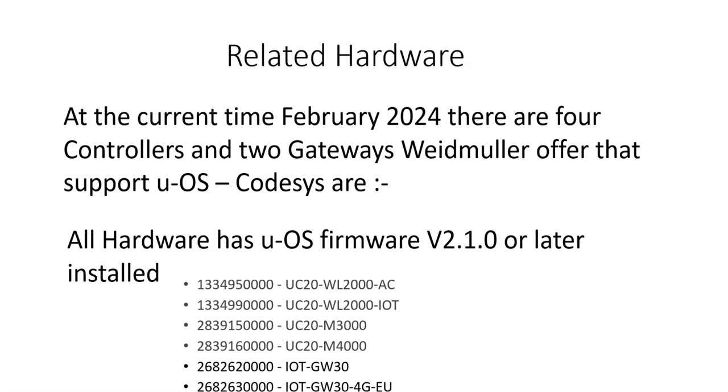As of February 2024 we have 4 pieces of hardware that you can use the easyConnect service with. The first 2 items are web controllers, and the second 2 items are purely Codesys uOS higher level top end controllers. Then we have 2 IIoT gateways, with and without 4G SIM capability for remote access over the mobile phone network.